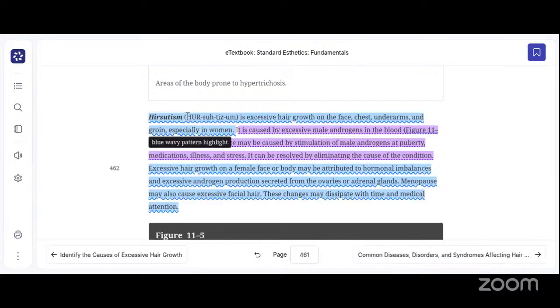Hirsutism is excessive hair growth on the face, chest, underarms, groin, and especially in women. Okay, excessive hair growth. All right, caused by excessive male androgens. Okay, here's the thing: it's a hormonal issue. When it's coming from hormones, most of the time I say endocrine system or reproductive system. It's a sign that something is going on. Those are where I would get my client consultation questions from this particular area. Also, medications, birth control, medications for major organs, diseases, illnesses, and stress. You'll be able to see this. Okay, puberty.